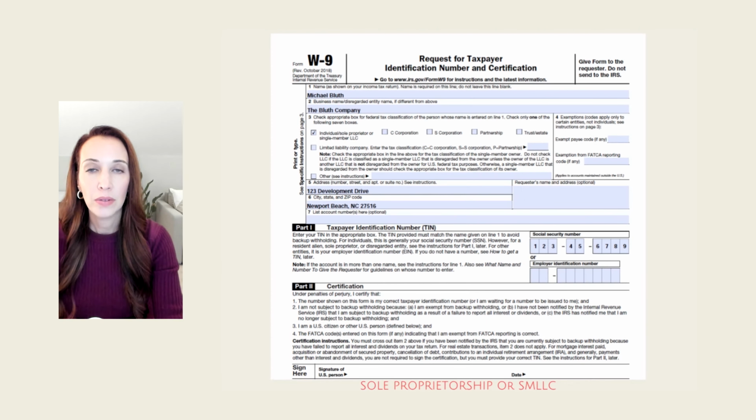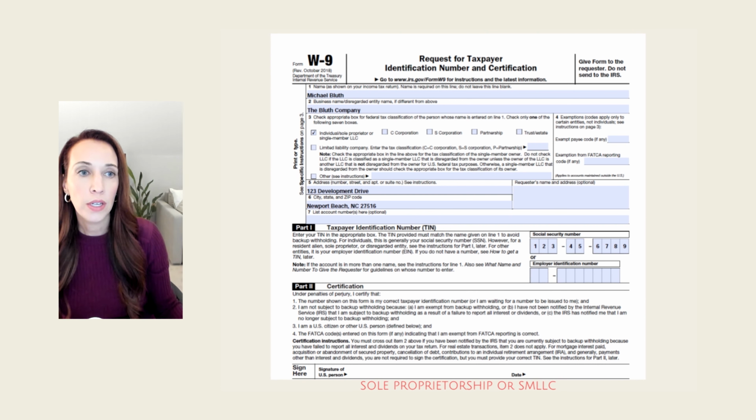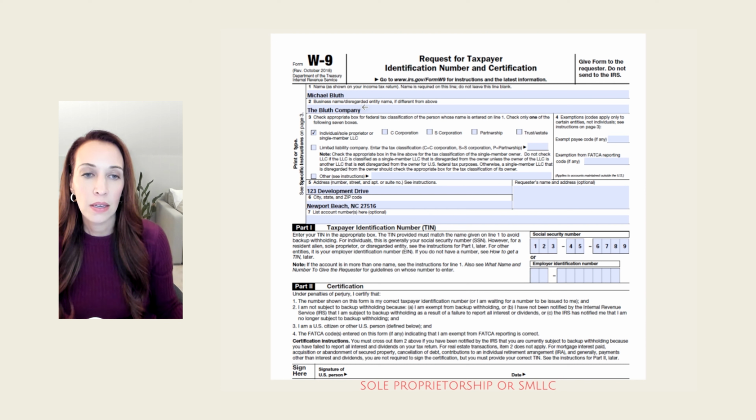Now we're going to talk about a sole proprietorship and single member LLC. This is where it seems to get a little bit more complicated and confusing for everyone. So we're going to go over a few different scenarios. The first one is going to be a sole proprietorship or single member LLC filling out the form using a social security number. So you're going to put your name, your first and last name in box 1, and then you'll put your business name in box 2 if you have one, or a DBA.